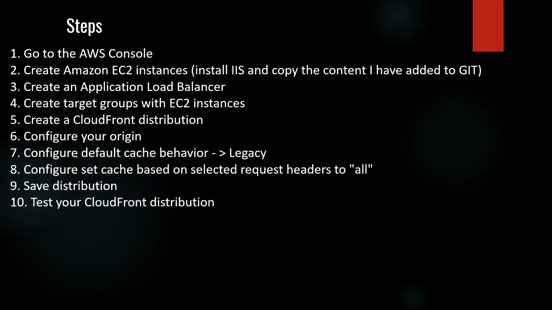Then the 7th step would be to configure the default cache behavior and set it to request to all. When I say request to all, this means I'm telling AWS that every time a request comes to CloudFront, move that request to the origin server. That ensures every request will be served from the original server, not from the cache server. Then save the distribution and test it. I will be doing the same steps in the lab also. Let's go to the lab.